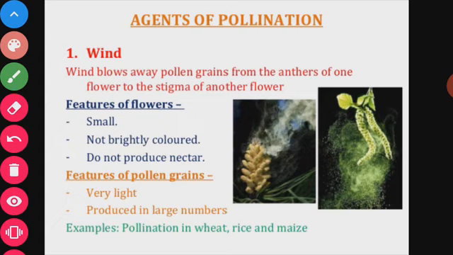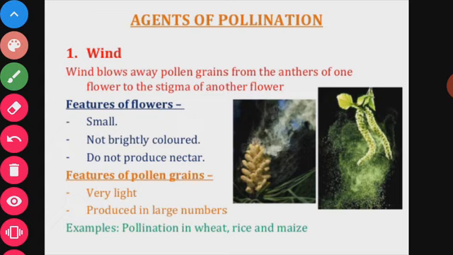Okay, what are the features of the flowers of wind pollinated plants? They are small in size. Second feature, they are not brightly colored. Third, they do not produce nectar. These are the three features of the wind pollinated flowers.